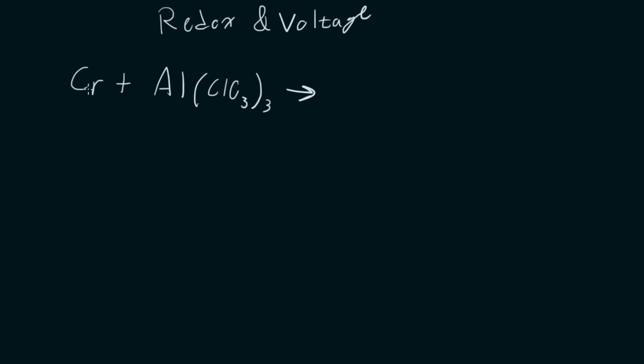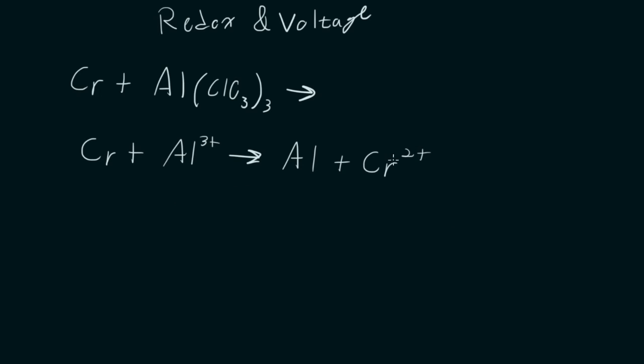All right, here I've got chromium trying to bond and replace the aluminum in aluminum chlorate. So first I've got my chromium. I've got chromium as a regular thing. And then aluminum, well, aluminum's always going to have a +3 charge. And what's trying to happen here is this aluminum would try to become solid aluminum, and the chromium try to become Cr2+. So let's write out our half reactions here.